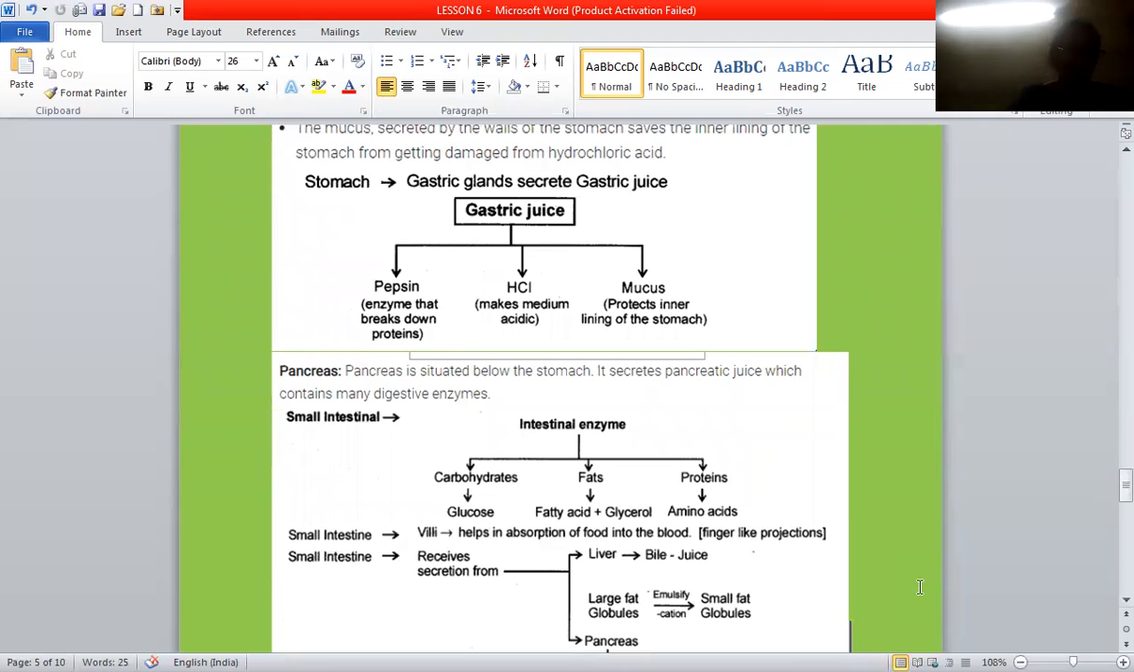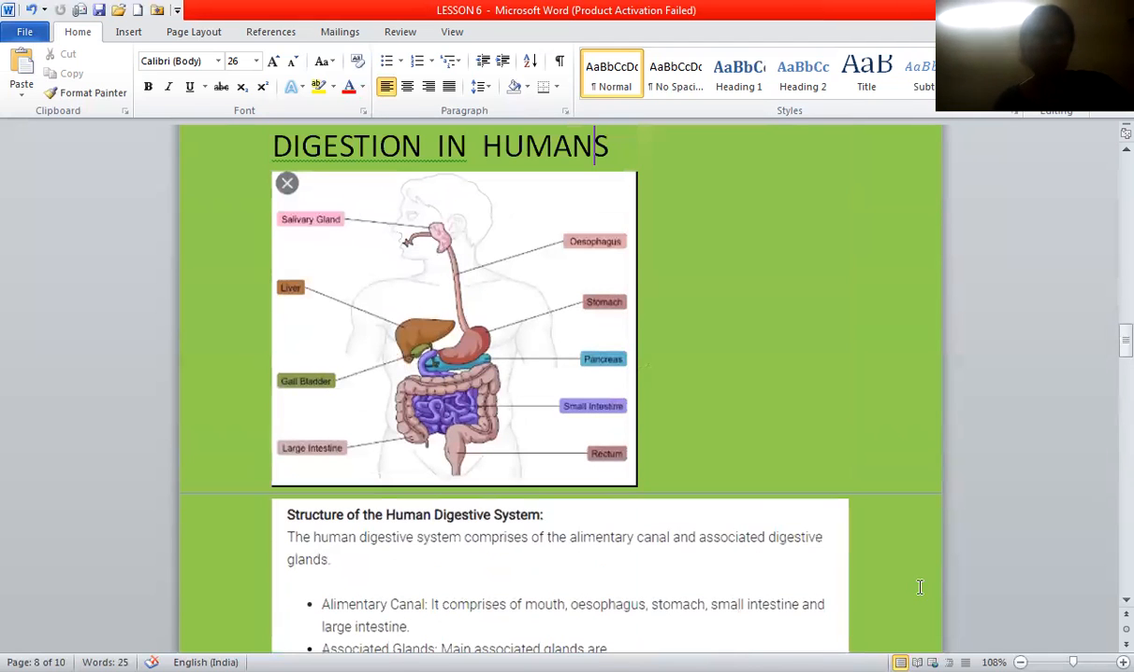Now, what does liver pour? Liver is the largest gland in the body. It is located on the right side of the upper abdomen. I have shown you in the diagram also. It is situated on the right side of the upper abdomen. It is reddish brown in color and secretes bile juice.